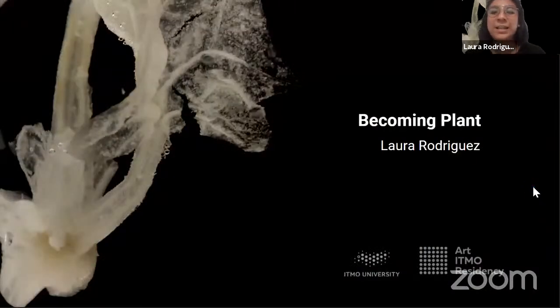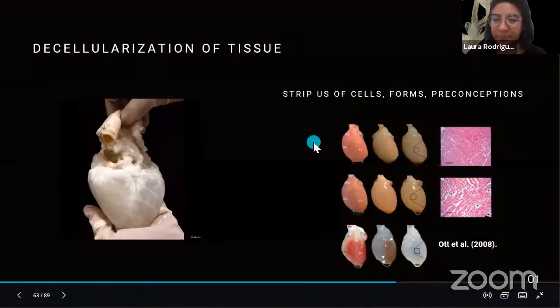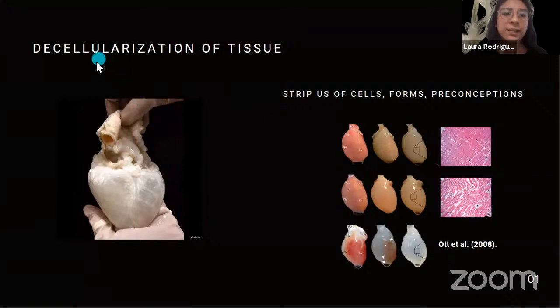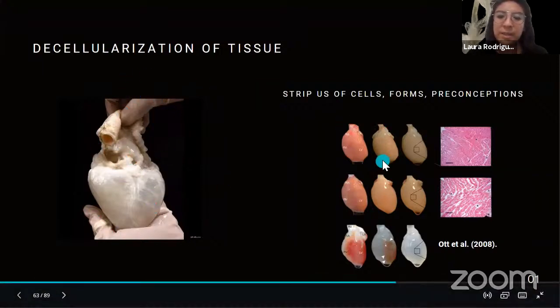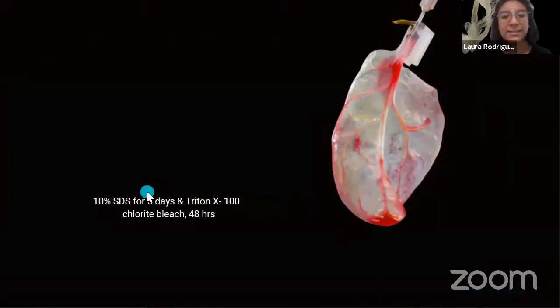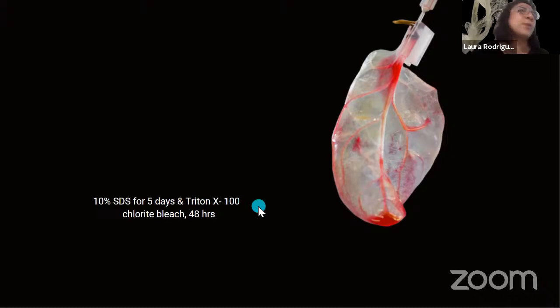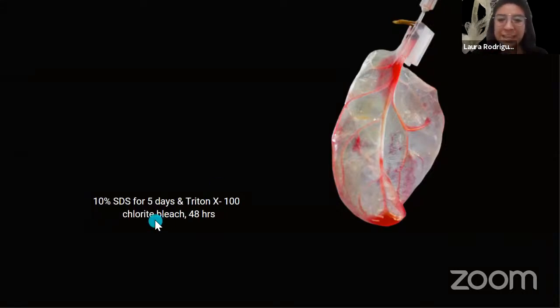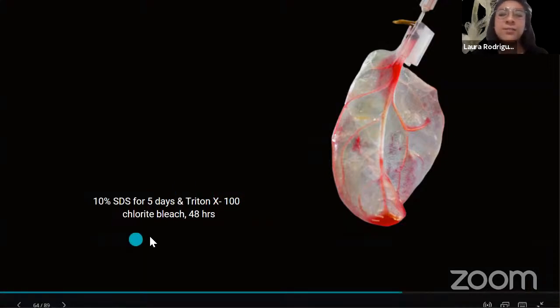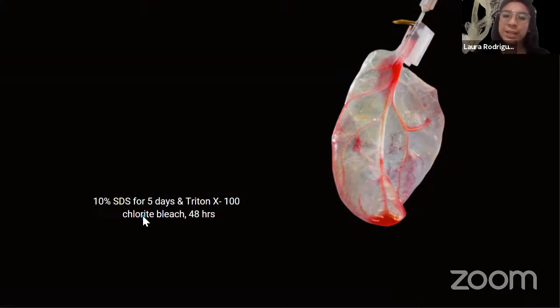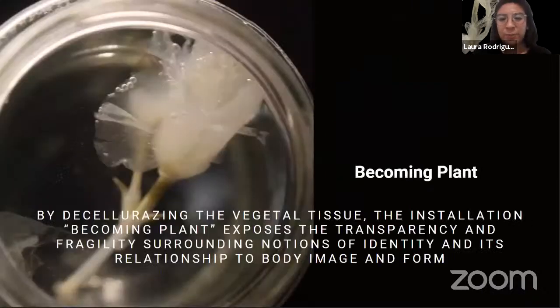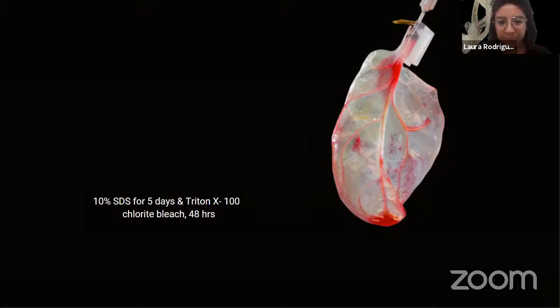So I'm fascinated by this research. I started to work with it, and one of the first projects I did is called Becoming Plant. What I did is decellularize different plants. As I told you, there is a technique called decellularization that was first made in hearts, but then we started to work with plants. Basically, what they use is a very strong detergent called SDS at 10%, or another very strong detergent called Triton X-100. Basically, the detergent that you use for washing your clothes in the washing machine is based on Triton X. And they also use chloride or bleach at very low concentrations. What that will do is break the cells, and they will start to fall from this skeleton.